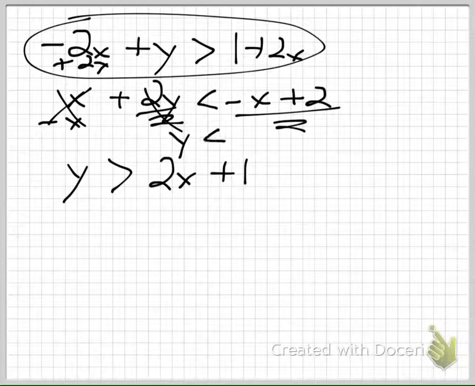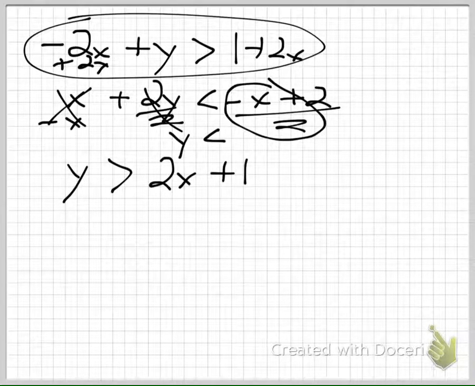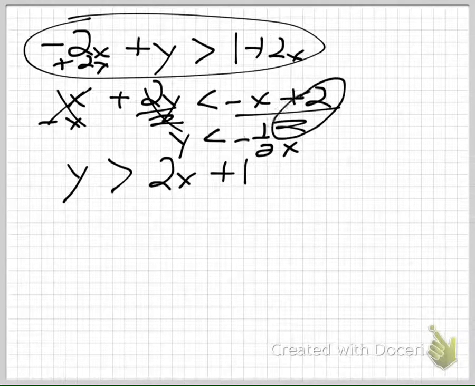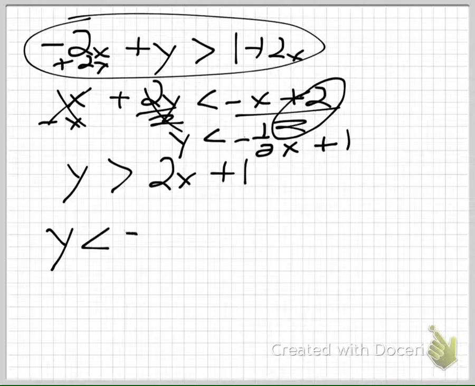Y is less than, what is that guy? Negative 1/2 x. And then what is this guy? 1. Plus 1. Okay. So then, there we go. I'm going to rewrite that thing so it's down here. Y is less than -1/2 x plus 1.